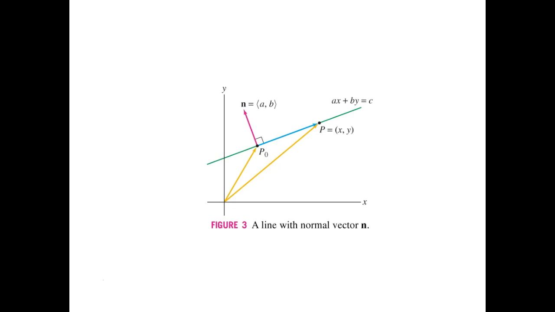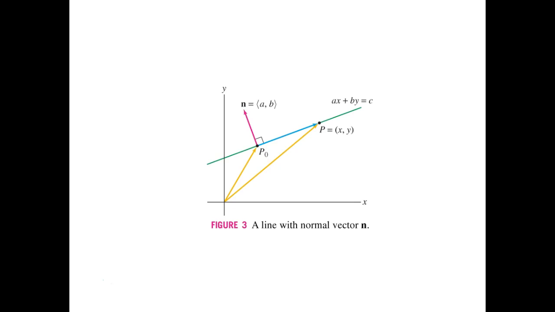The line AX plus BY is equal to C in this figure here has a normal line, and its normal line is the vector whose components are A, B. Now that may not be completely obvious here, but let's just see what we can deduce from that.